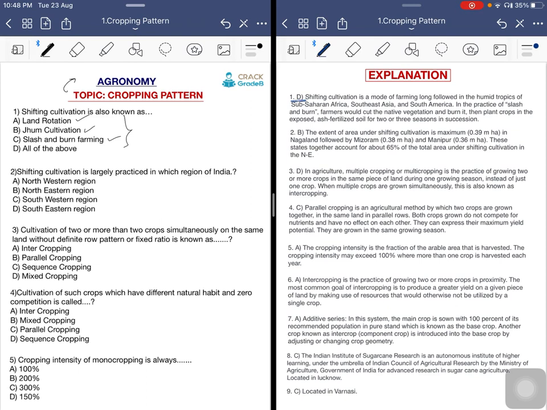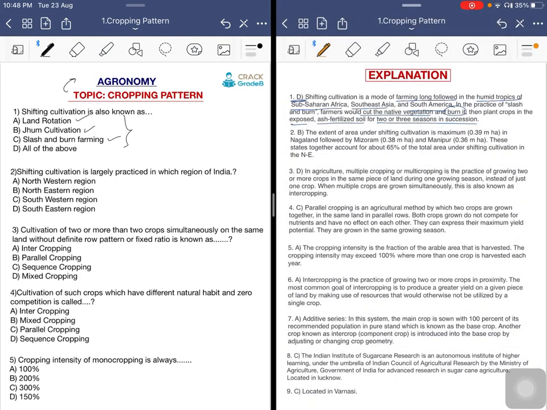Shifting cultivation is a mode of farming long followed in the humid tropics of sub-Saharan Africa, Southeast Asia and South America. In the practice of slash and burn, farmers cut the native vegetation and burn it. Then they plant crops in this exposed, ash-fertilized soil for 2 to 3 seasons in succession. That means we cut down all the plants in an area, burn the forest area, take up agricultural activities and then change the place. That's it, it is called shifting cultivation.